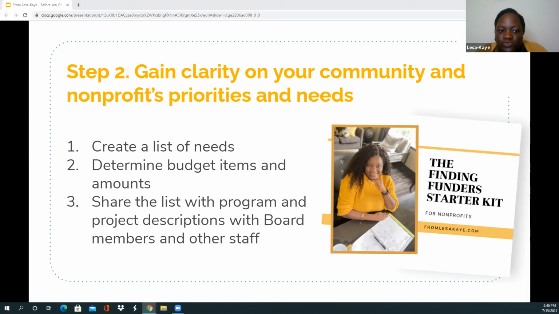So that is the second step, to gain clarity on your community and your nonprofit's priorities and needs. And it's really important because this step is how you're going to be able to connect the dots before you go looking for grants. You have to have clarity on what the priorities and needs are.